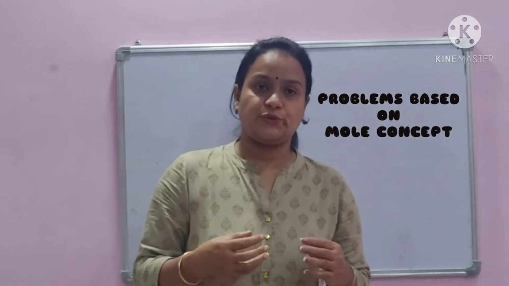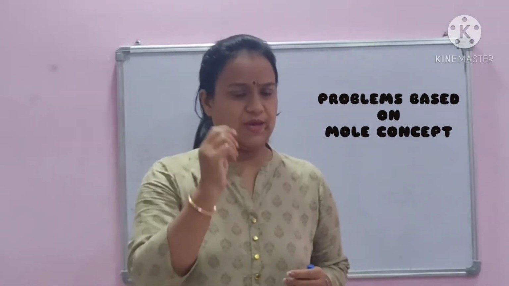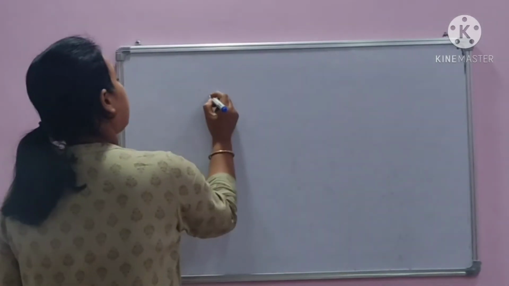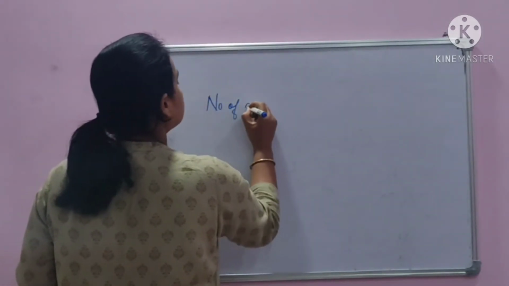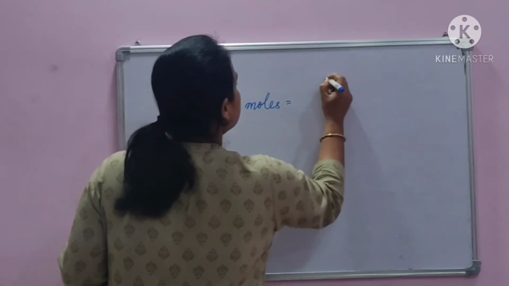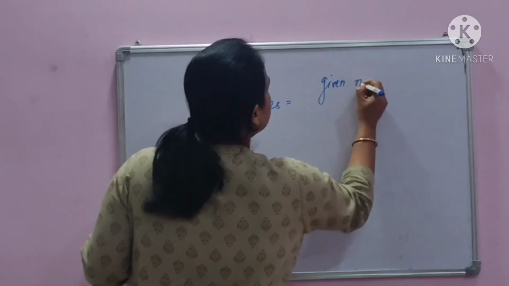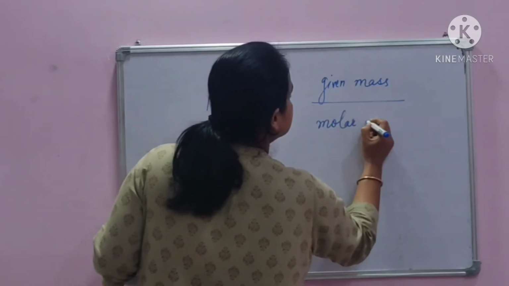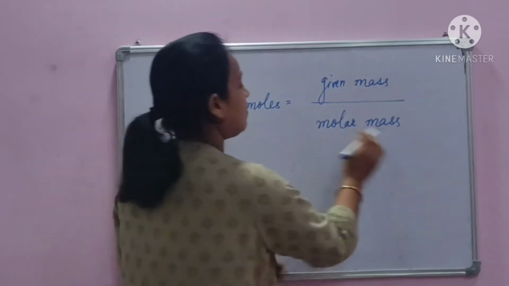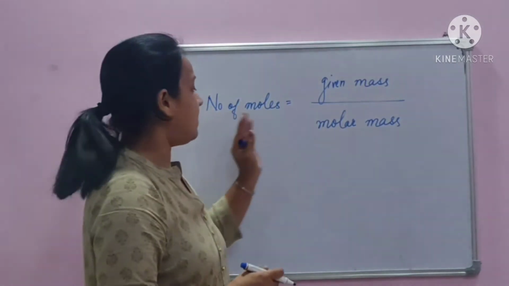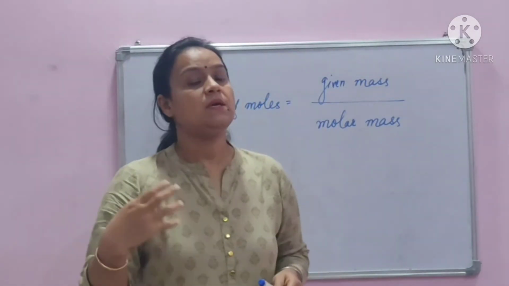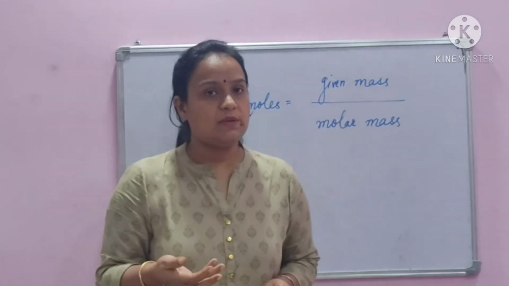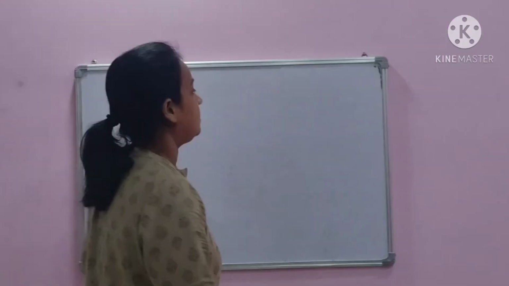A simple way to solve the problems based on moles, for that you can learn a simple formula. In case you are asked to find the number of moles, number of moles is equal to given mass by molar mass. If in the question the mass of the substance is given, then if you divide it by molar mass, you may get the number of moles, or else you can use the unitary method to find the number of moles. Let us solve some problems to make the concept better.